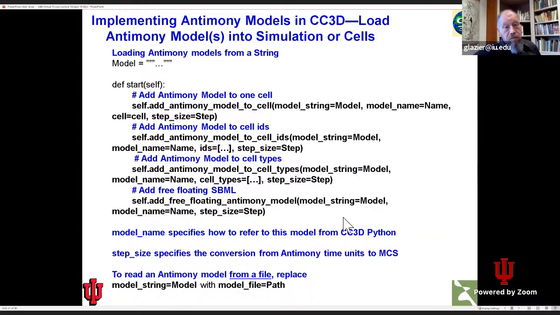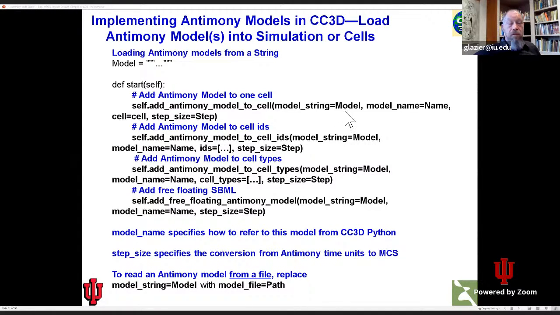And as I mentioned, there's a variety of scope that's possible for loading models. Remember, with secretion and uptake, there were lots of options because you could secrete everywhere inside of the cell. You could secrete at the surface of the cell. You could secrete inside the surface of the cell, so on. There are a number of options that we have here. Ultimately, they all do the same thing. self.add_antimony_model_to_cell.